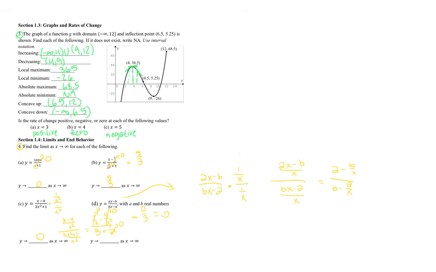And since a and b are both numbers, then whenever we divide them by essentially infinity, we're going to just have 0 because the denominator is growing and growing. So then in this case, we'd be left with a over b. So that means that our limit is a over b.